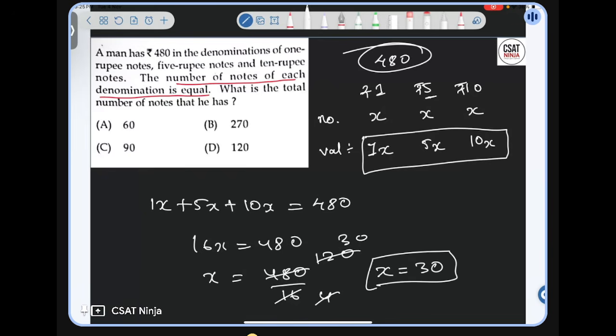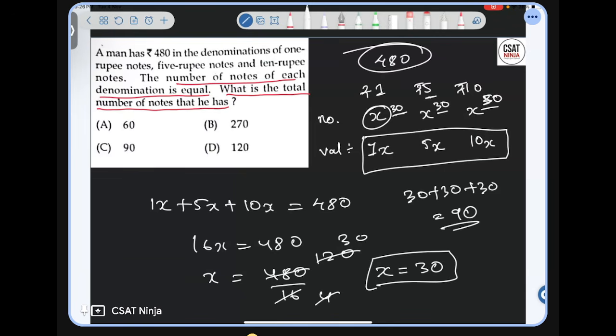What is asked in the question? We are asked to find the total number of notes that he has. That means x here is 30. There are 30 pieces of 1 rupee, 30 pieces of 5 rupee, and 30 pieces of 10 rupees. So the total here will be 30 plus 30 plus 30, which is equal to 90. So the answer here is 90, which is option C.